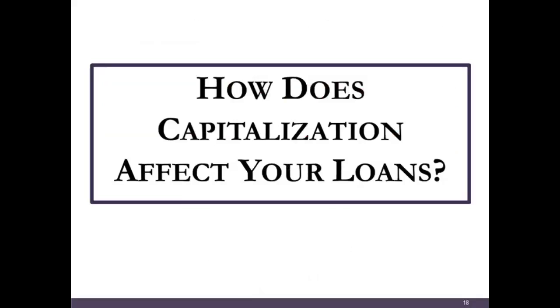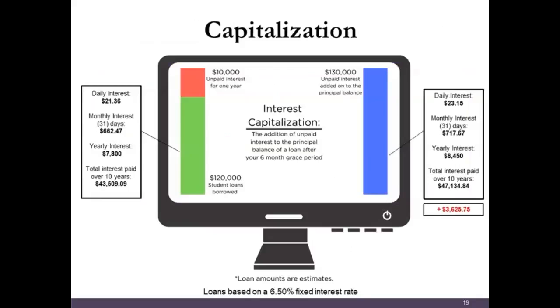How does capitalization affect your loan? So after you graduate, all that outstanding interest has been kind of sitting on the side. They won't add it to your outstanding principal balance until 6 months after you graduate, or 180 days after you graduate, which is basically the same thing. So in this example, let's go on the left-hand side where you have someone who borrowed $120,000 at a 6.5 fixed interest rate, and they accrued, let's just say, $10,000 in unpaid interest. Their daily interest on that $120,000 only is $21.36.